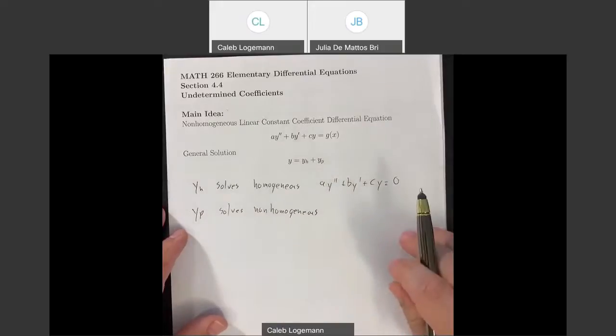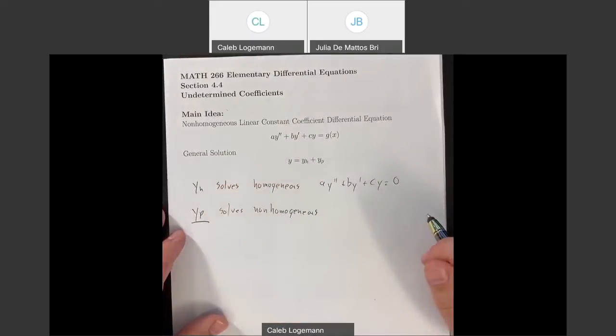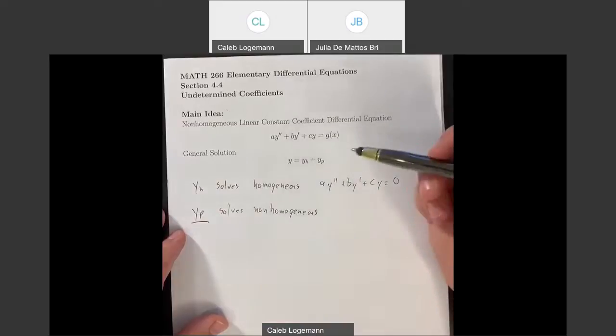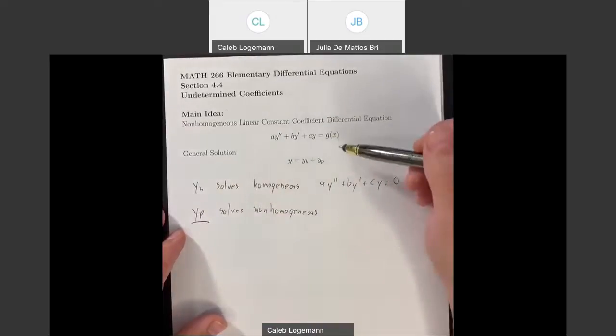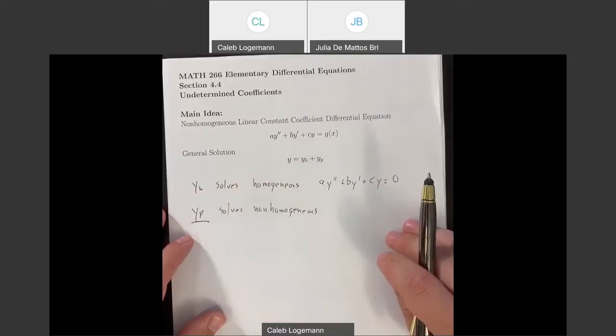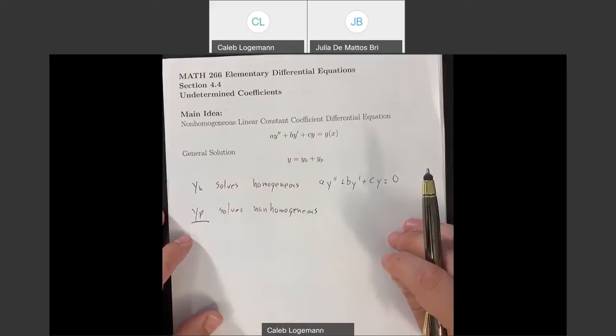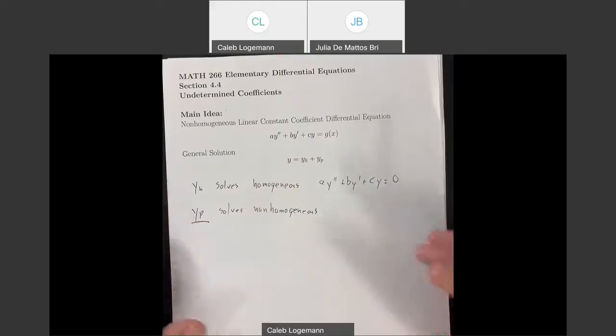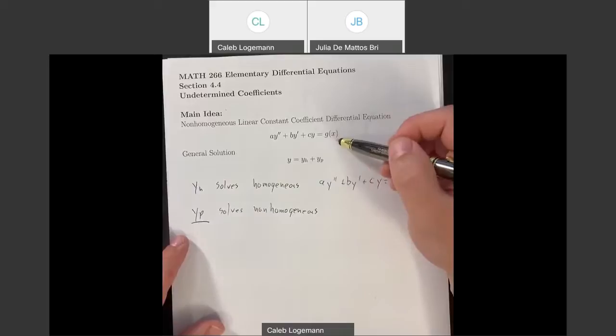Okay, so how do we solve this? Basically, the goal of this section is to find y sub p. We need to find a particular solution. Last section we learned how to find y sub h, the homogeneous solution. We need to figure out how to find this particular solution. The idea behind undetermined coefficients is basically just to make a guess with coefficients that we don't know, and then plug it into the equation and solve for those coefficients. And the guess should be related to what g looks like.